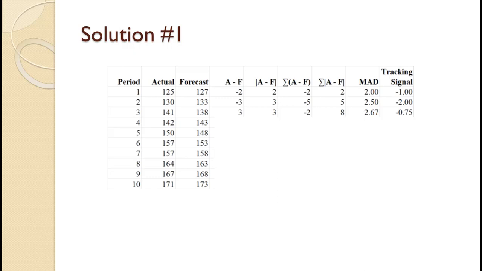equals negative 0.75. For period 4, 142 minus 143 equals negative 1. The absolute value of negative 1 is 1. The cumulative A minus F is negative 2 plus negative 1 equals negative 3. The cumulative absolute value of A minus F is 8 plus 1 equals 9. The MAD is the cumulative absolute value of A minus F value of 9 divided by 4 equals 2.25. Finally, the tracking signal is the cumulative A minus F value of negative 3 divided by the MAD of 2.25 equals negative 1.33.